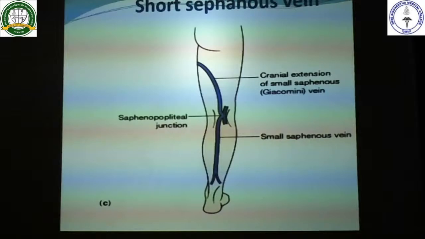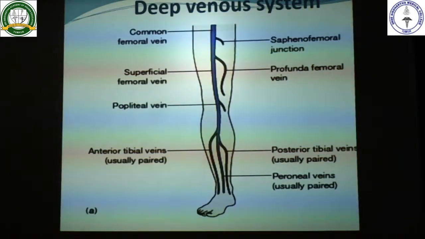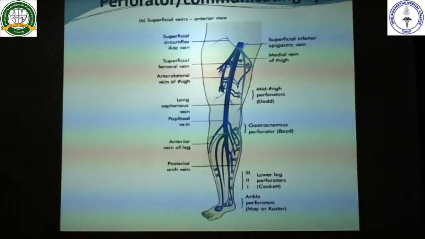Whereas in case of the short saphenous vein, here we also get the popliteal region. It enters into the popliteal vein. And coming to the deep vein system, it consists of the anterior tibial, posterior tibial, and peroneal veins. These are all 2 in number. It continues as the popliteal vein. Again, it continues as the superficial femoral vein, and then the common femoral vein. And again continues as the iliac veins. So this is the deep venous system.